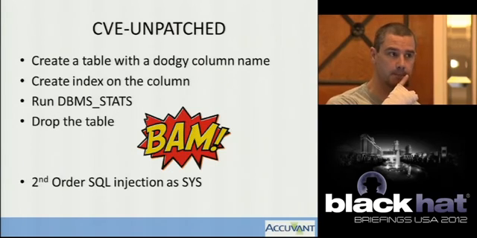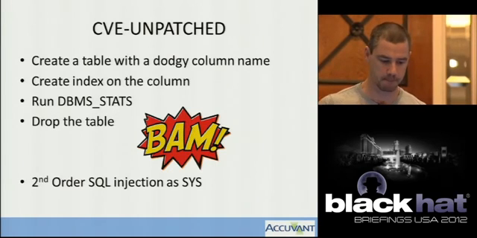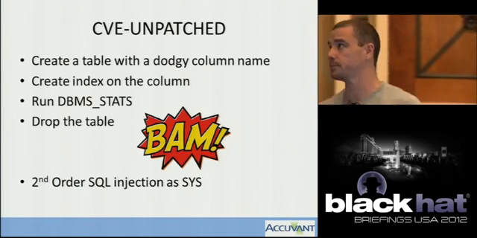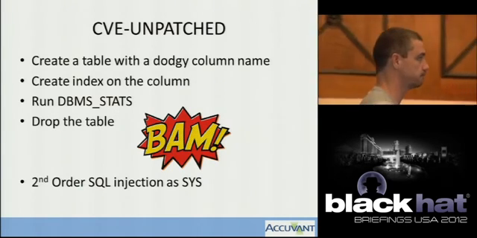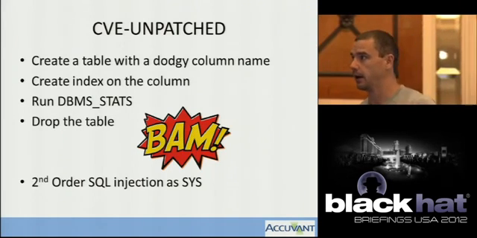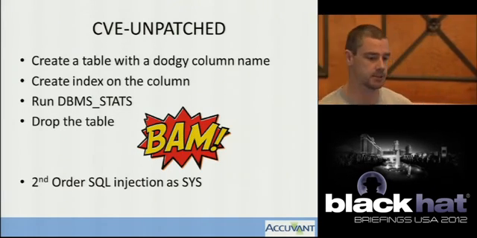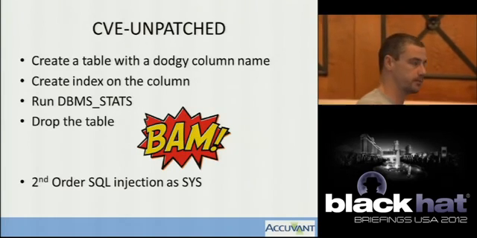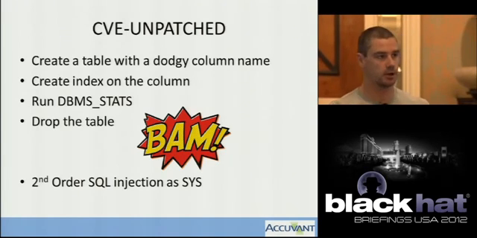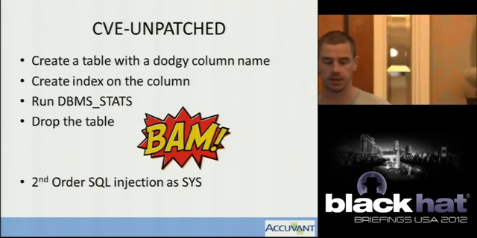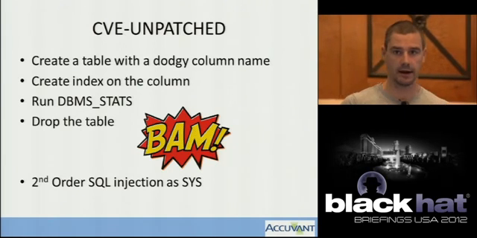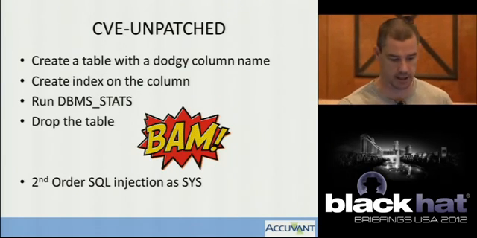Don't tell anybody, but this one's not patched. So we create a table with a dodgy column name, dodgy being we put our nefarious SQL in there. We then create an index on the column, and then we run DBMS stats against it. Now DBMS stats goes about doing some of this ODCI stuff for us. We then drop the table and then bam, our SQL runs. So it's a second order SQL injection as sys.